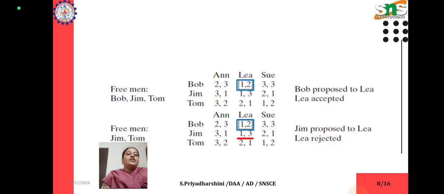So first, let us go into the men-optimal solution. We have finished the ranking matrix. Bob's first preference is Lee, so Bob proposes to Lee. Since Lee does not have any former mate, she accepts Bob's proposal. Now the free men are Jim and Tom. For Jim, according to the men's preference list, it is Lee. So Jim proposes to Lee. Now what will Lee do? Lee will reject Jim's proposal.